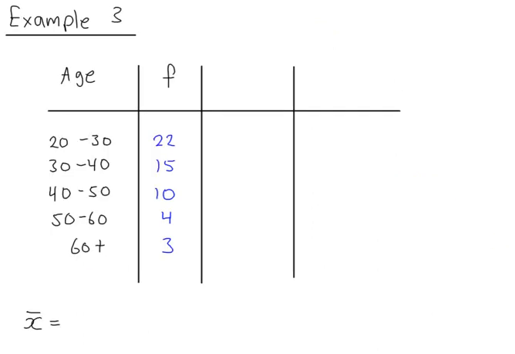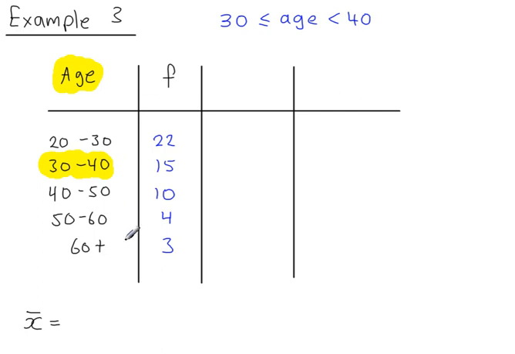In this example we have grouped data. In this grouped frequency table, the data column here represents age. So for instance, this class interval here, 30 to 40, represents everybody who's reached their 30th birthday, and all the way up to, but not including, their 40th birthday. Okay, so that's that class interval there.